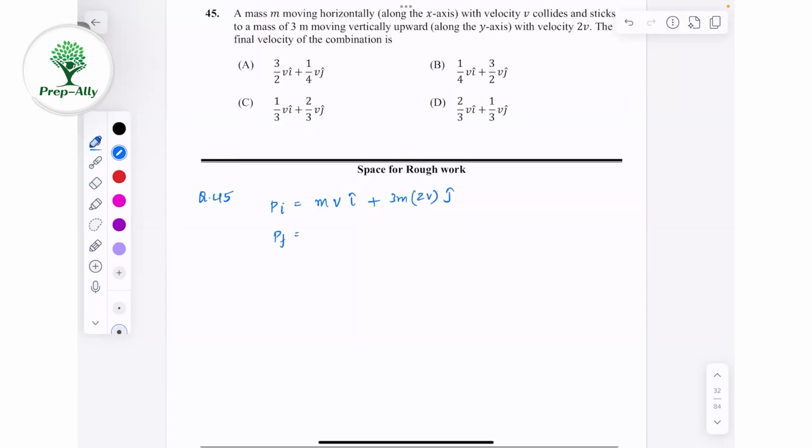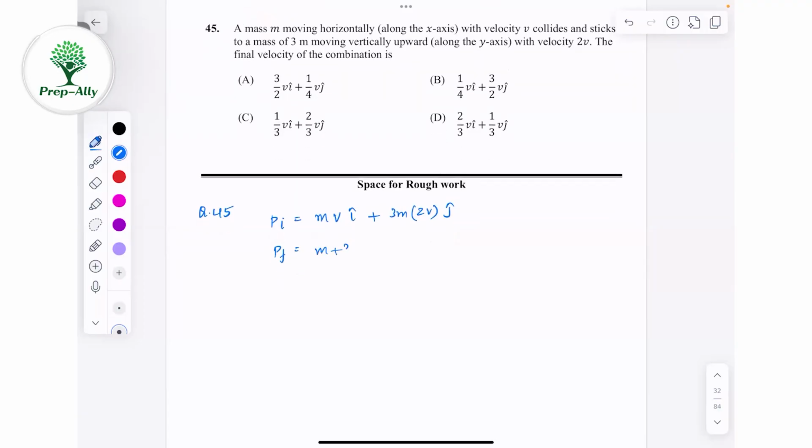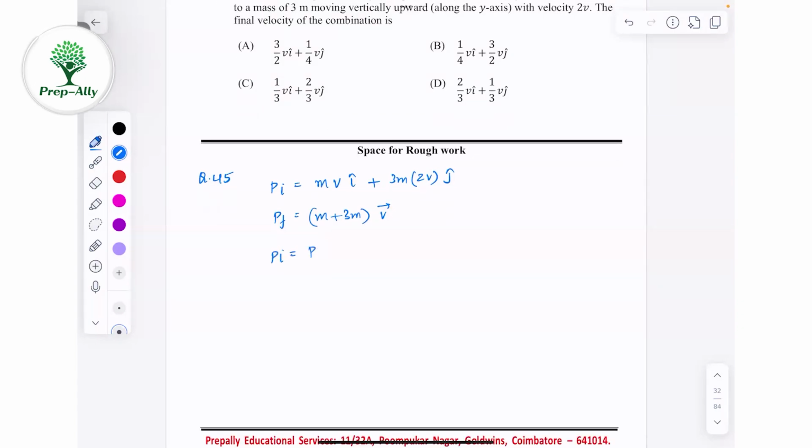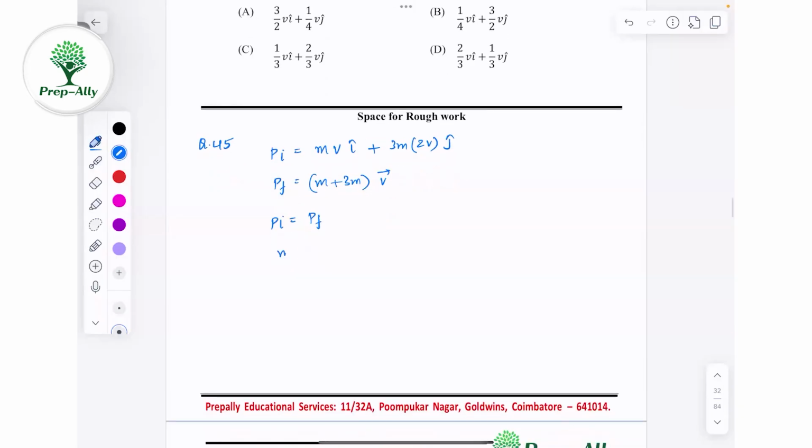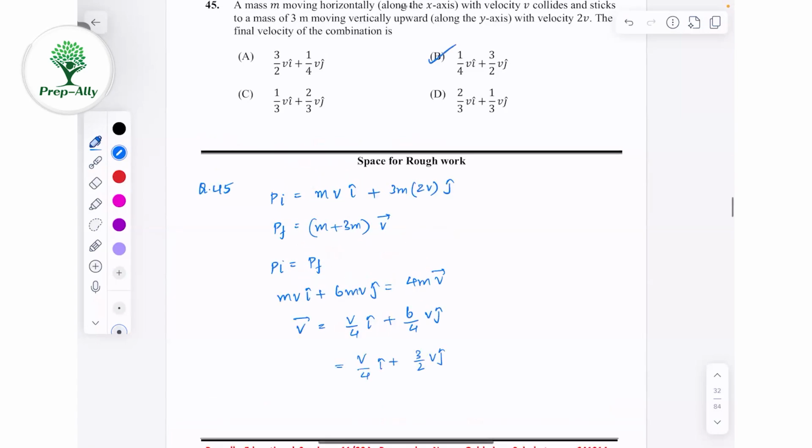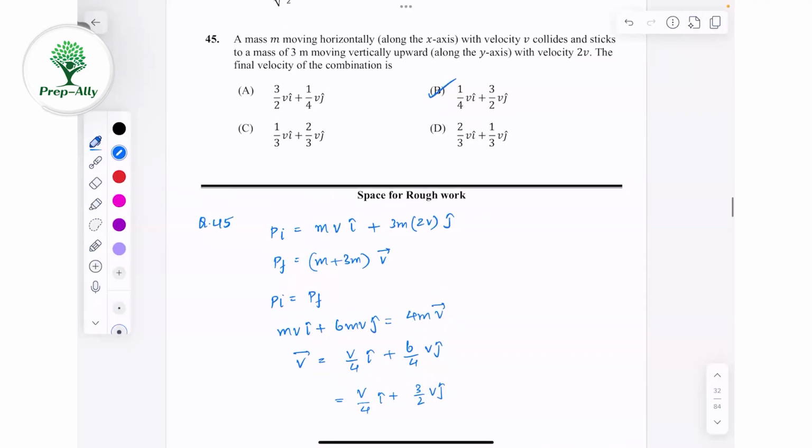Now, finally, when they both collide, they have a mass of m plus 3m and say velocity of v bar. Since there's no external force acting here, initial momentum and final momentum will be the same. So we get mv i cap plus 6mv j cap is equal to 4m into v bar. So we get v bar is v by 4 i cap plus 6 by 4 v j cap. That gives us v by 4 i cap plus 3 by 2 v j cap. This was just an application of conservation of momentum.